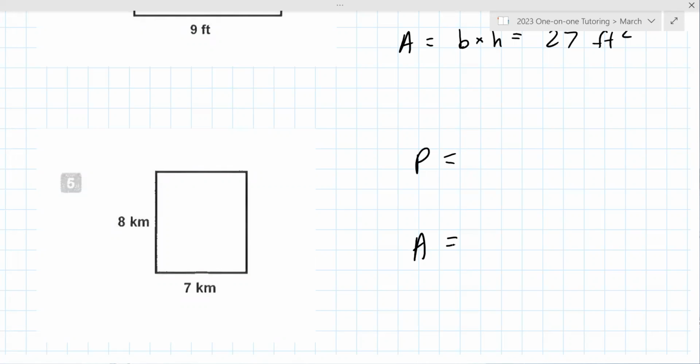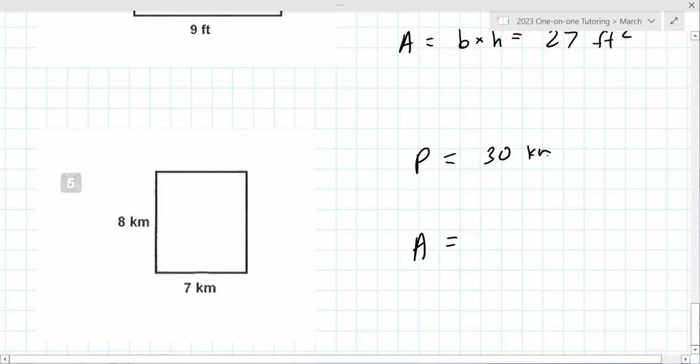30 kilometers and 54 kilometers square. 56? What did you say? 54. Should be 56. Oh, 56. Okay. Yeah, that's maybe just a small thing there from not being around stuff.